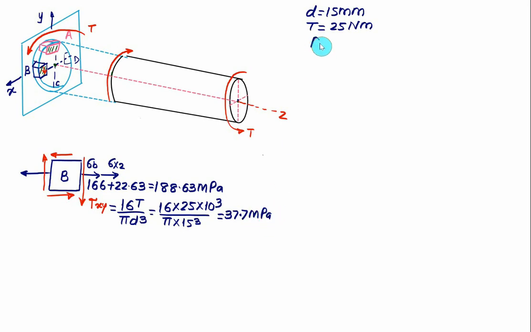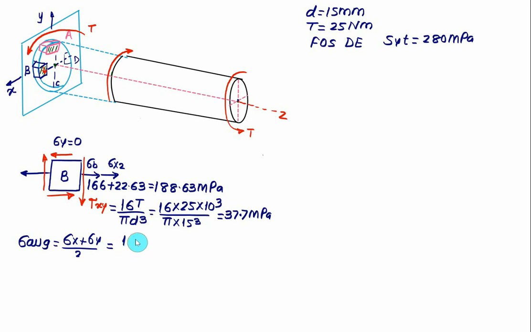Now you have to calculate here the factor of safety using the distortion energy, and we have given the value of SYT equal to 280 megapascal. So we want to calculate here the three principal stresses. So here we'll calculate first the two principal stresses. For this one we have sigma average equal to sigma x plus sigma y divided by 2. As such, there is no stress acting along the y direction, so sigma y will be 0. So we have sigma x, 188.63 plus 0 divided by 2. That is approximately 94.3 megapascal.